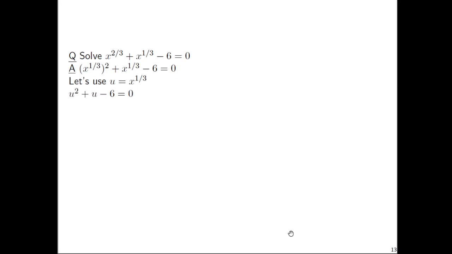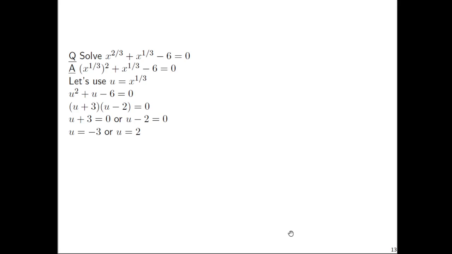So u^2 + u - 6 = 0. The left side happens to factor nicely: (u + 3)(u - 2) = 0. If it didn't, we'd just complete the square. Zero product property, so u + 3 = 0 or u - 2 = 0. Subtract 3 on both sides of the first equation, add 2 on both sides of the second equation. Now that we have solved for u, it's u equals a number or u equals a number.